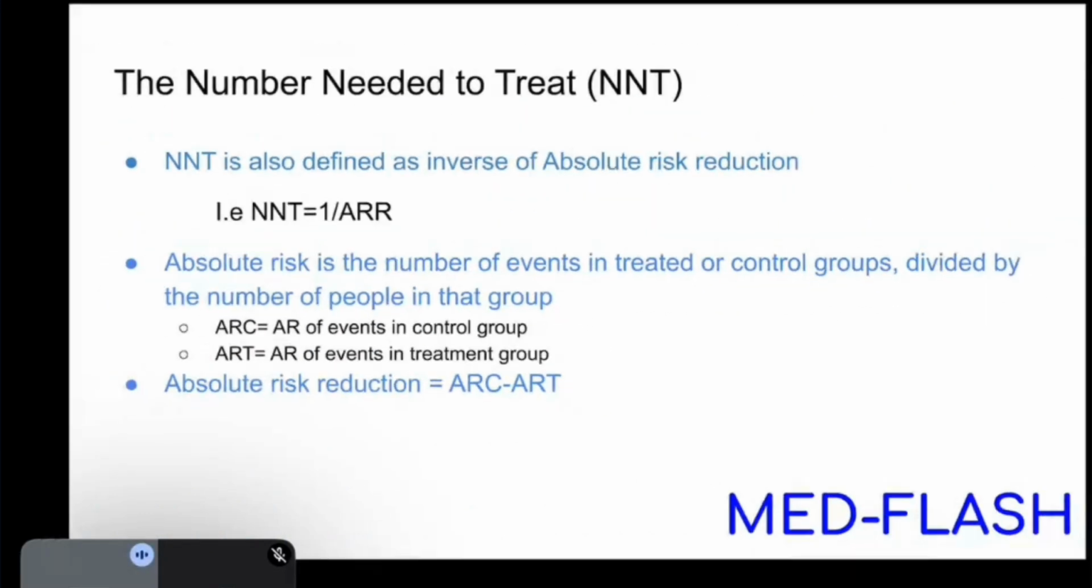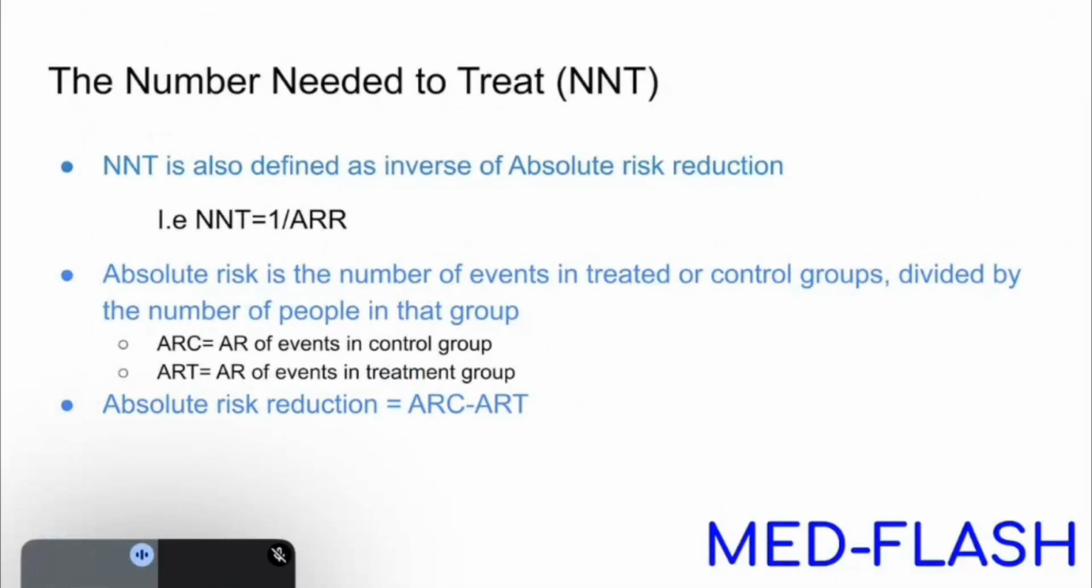Now, what is absolute risk? Absolute risk is the number of events in treated or control groups divided by the number of population in that group. ARC is the absolute risk of events in the control group. ART is the absolute risk of events in the treatment group. So absolute risk reduction is ARC minus ART. You just have to learn these formulas by heart and you will be able to solve the questions.